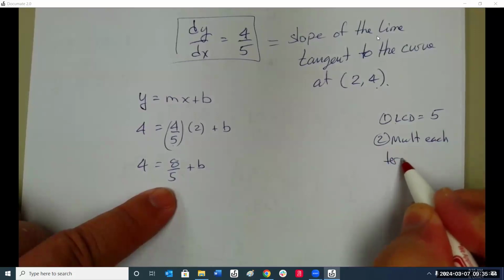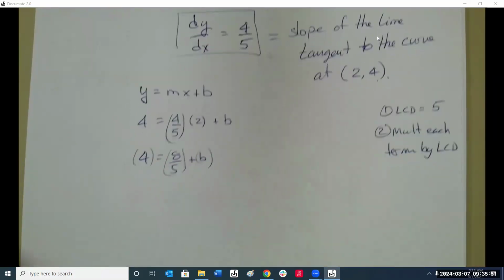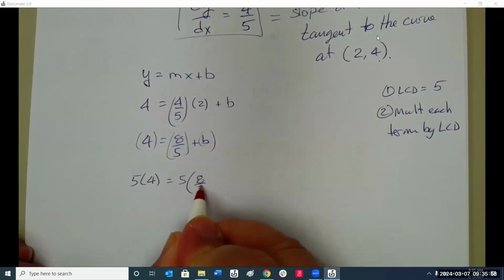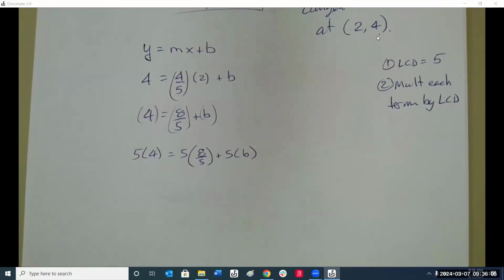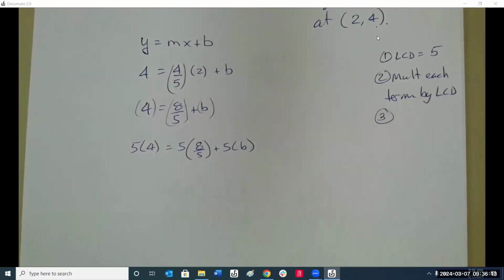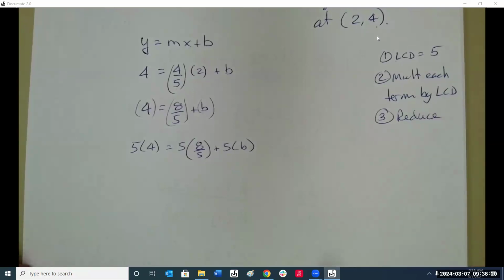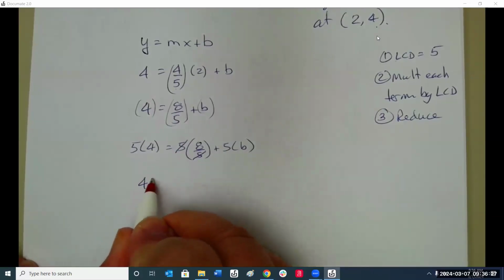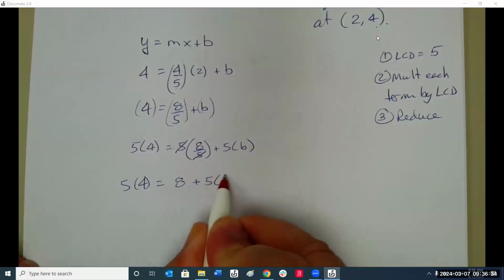Multiply each term by the LCD. Each term. So 5 times 4, 5 times 8/5, 5 times b. Third step: reduce. Cancel anything you can. The only thing you can cancel is this 5. So we have 5 times 4 equals 8 plus 5 times b.